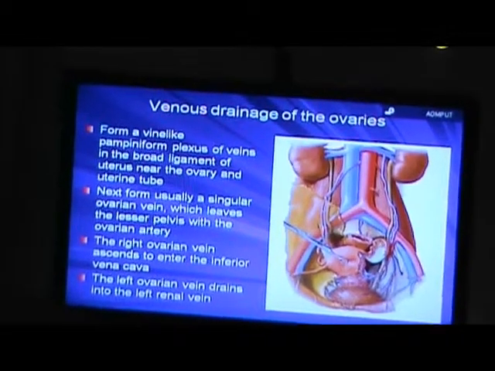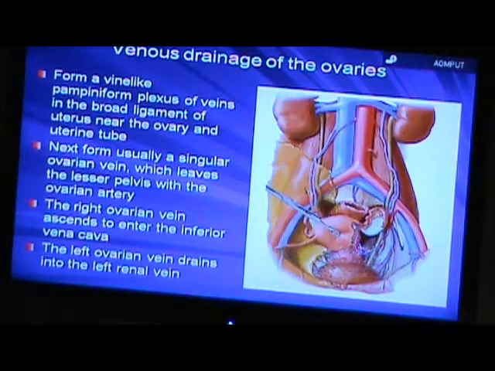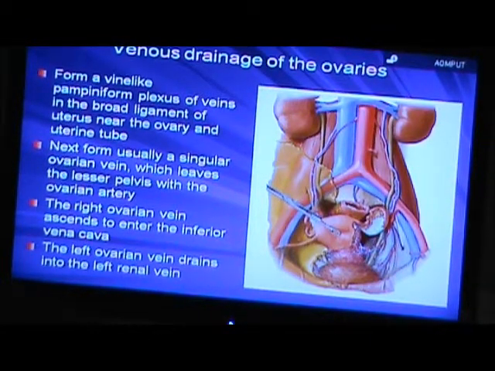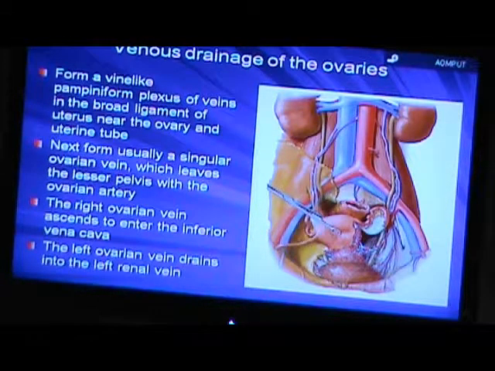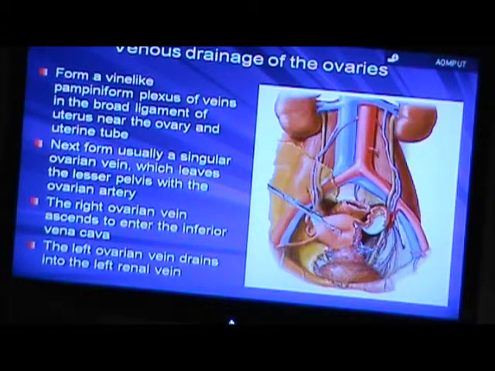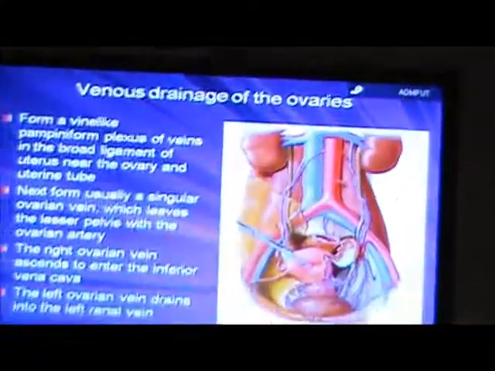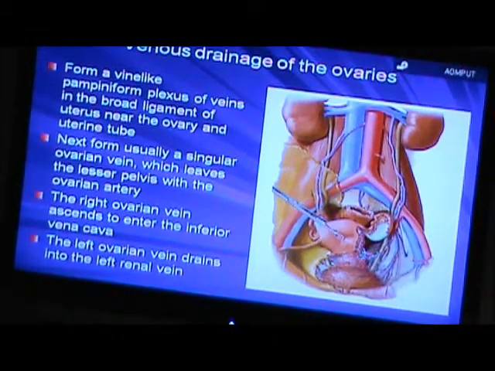From the ovary, the veins pass around and form a vine-like pampiniform plexus, similar to the testis. So the pampiniform plexus of veins lies in the broad ligament of the uterus near the ovary and the uterine tube. Next, they usually form a single ovarian vein, which leaves the lesser pelvis with the ovarian artery in the suspensory ligament of the ovary.